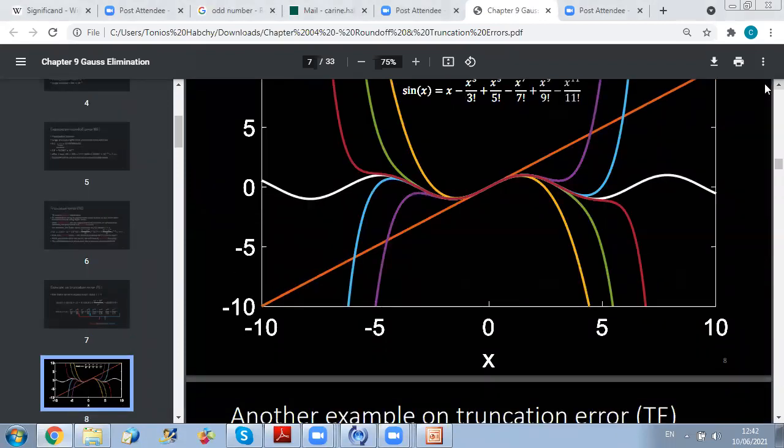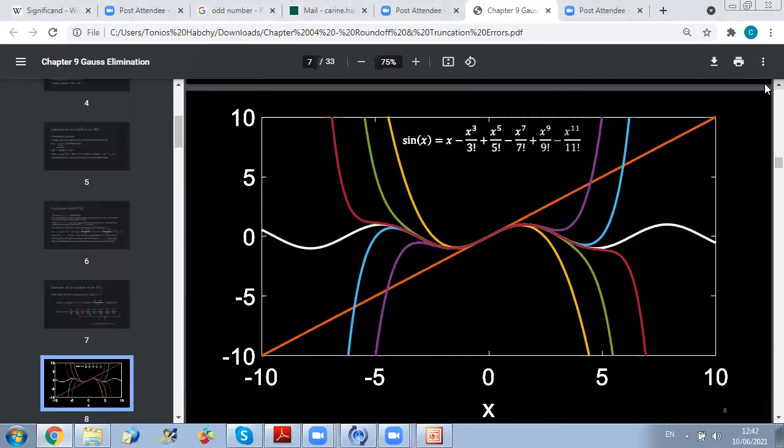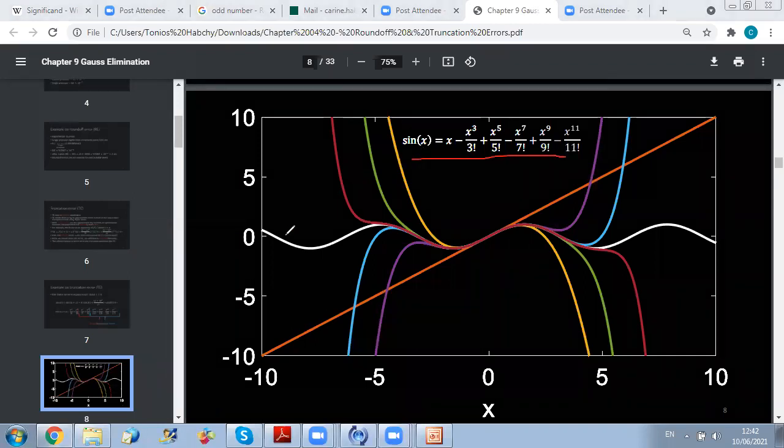So if you look at your graph here, in this graph you are representing sine x in different ways. First, the white line is the exact representation of the sine of x function. So this is the white line representing sine of x. Now I will use different approximations.